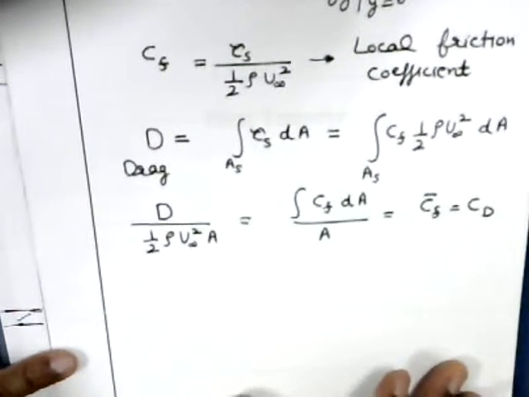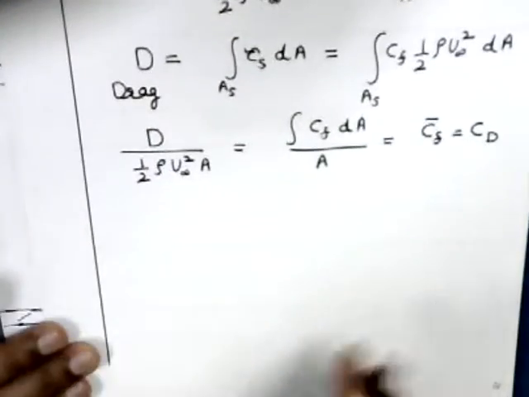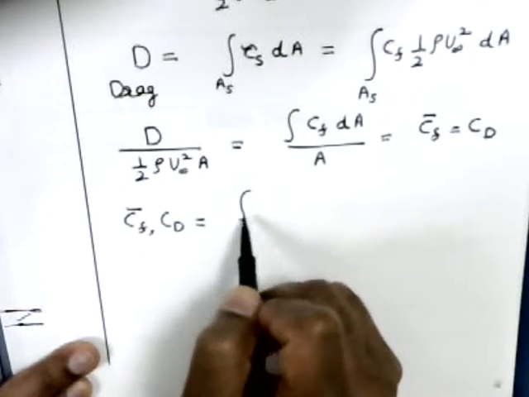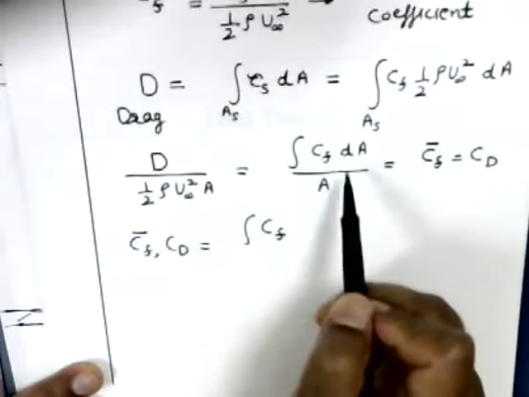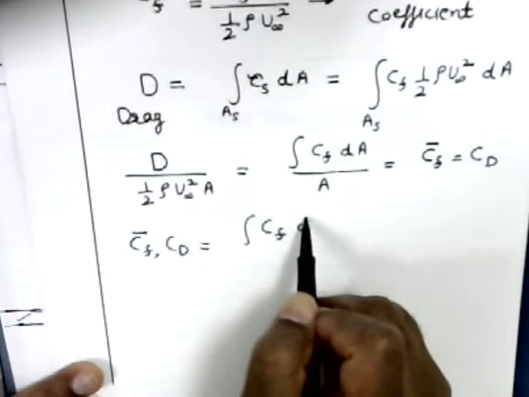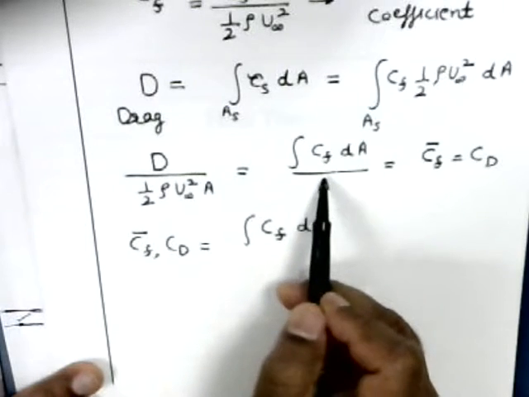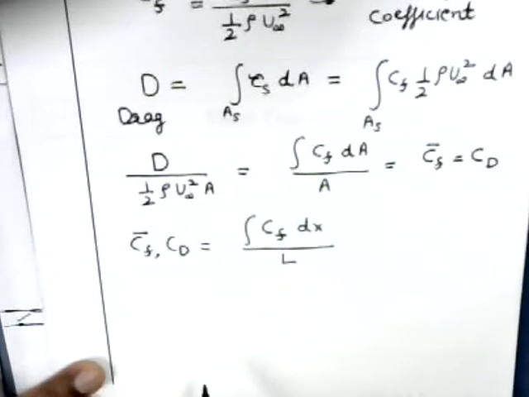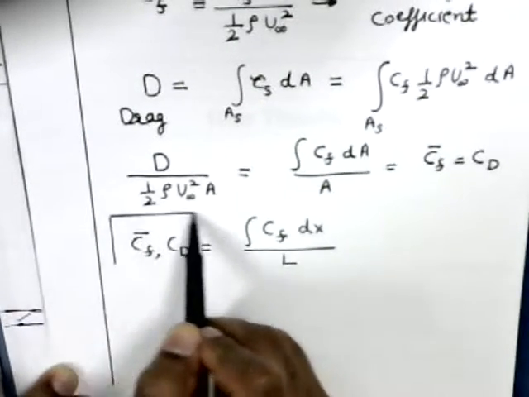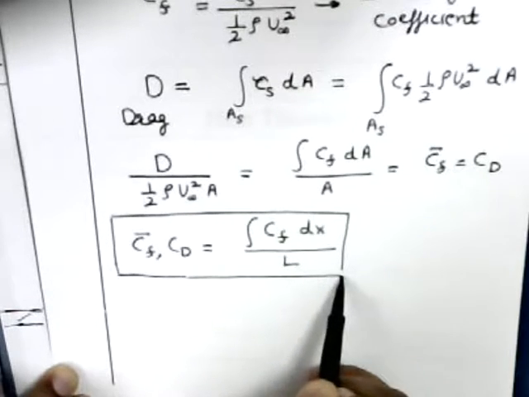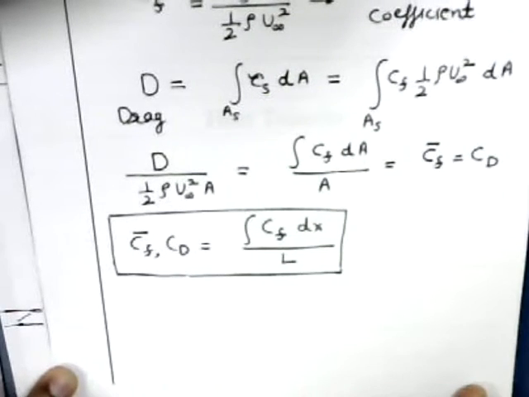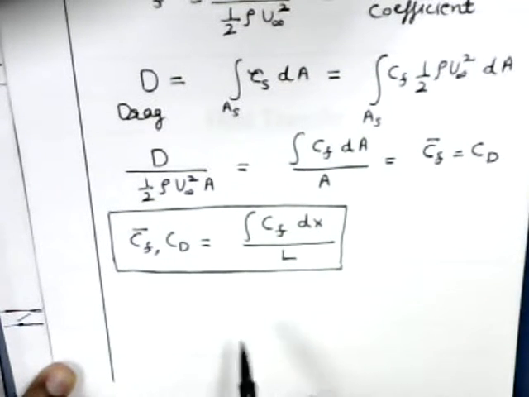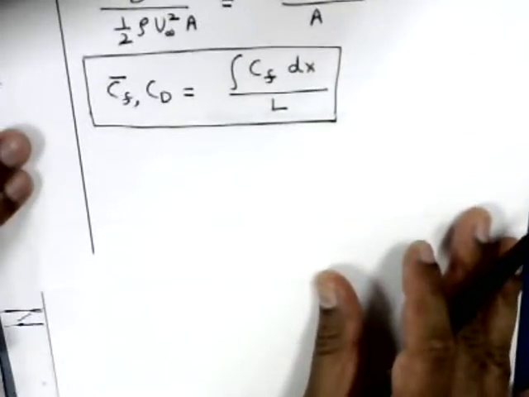So for a plate, this Cf bar or CD just becomes the integral of Cf. Now dA you can write as dx times the width of the plate, but the width of the plate will cancel in the numerator and denominator, over L, which is the length of the plate. So that gives the average friction coefficient, or the coefficient of drag. Okay, so that is about the velocity or hydrodynamic boundary layer, which determines how much drag the plate is going to experience. Now let us talk about the thermal boundary layer.